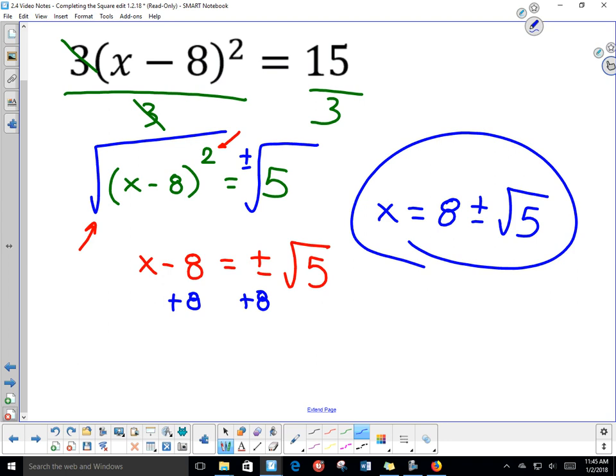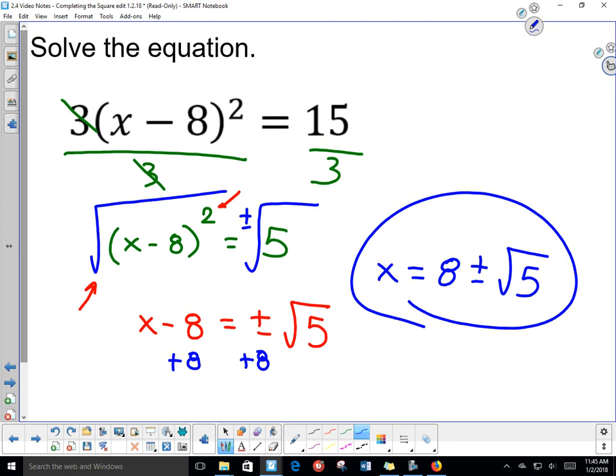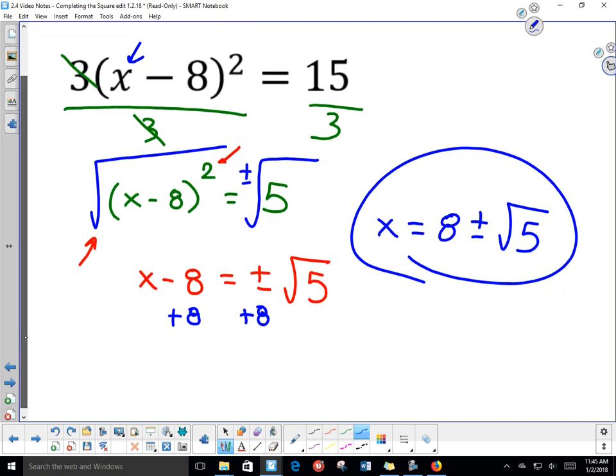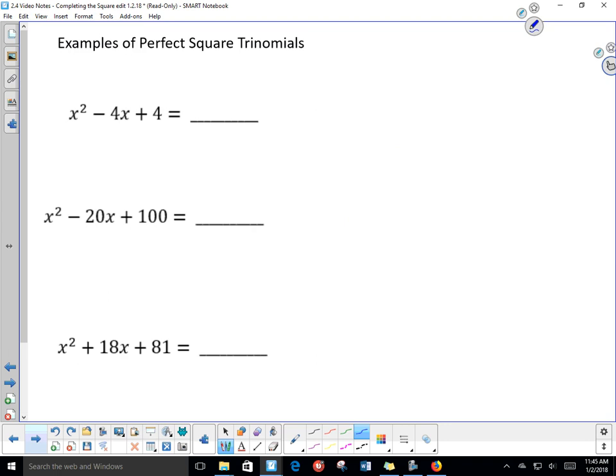Just pop in 8 plus square root of 5 right here, and 8 minus square root of 5 right there, and you should end up with 15 both times. Just show that it works.